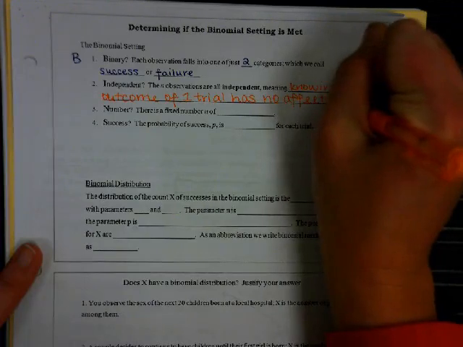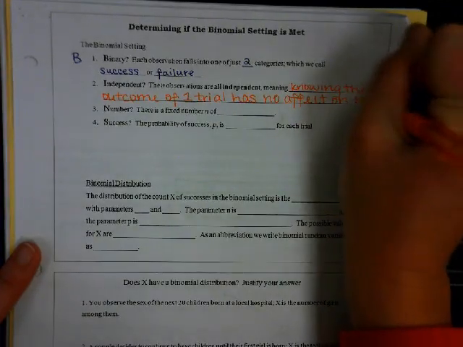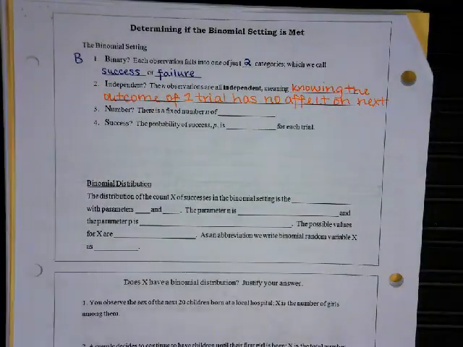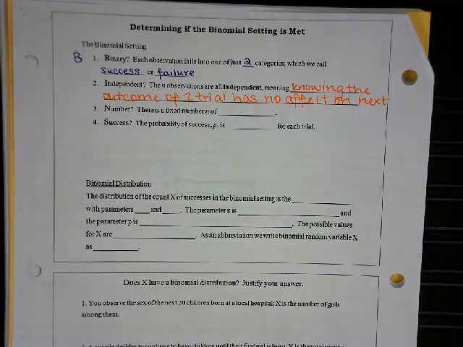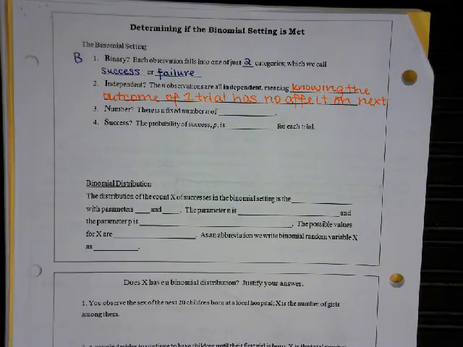Same definition of independent from chapter 5. The probability that A happened had no effect on the probability of B happening. Same definition. And again, I did make the I bold, but it just doesn't really stand out.